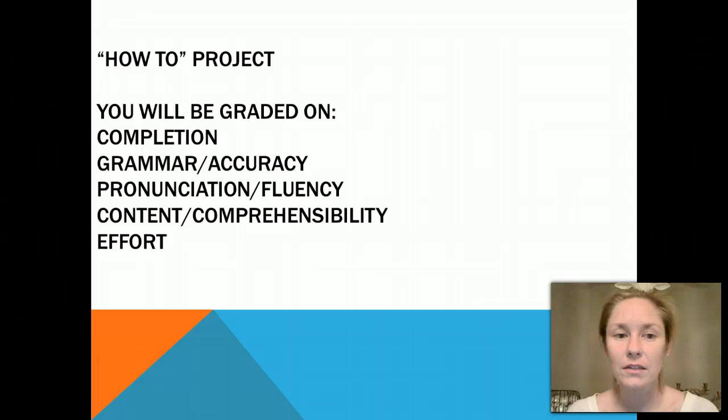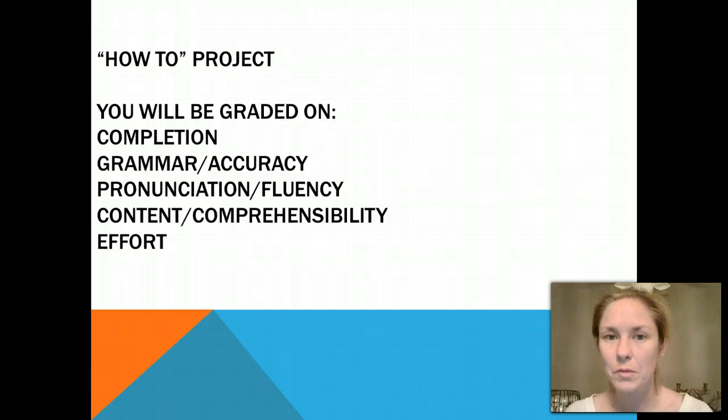Here's what you'll be graded on. Completion. Did you do the project? Did you memorize it? Did you have props and costumes? Grammar and accuracy. Are your commands correct? Pronunciation and fluency. Did you pronounce everything correctly? Is it fluent? Does it sound like you know what you're talking about, or does it sound choppy?